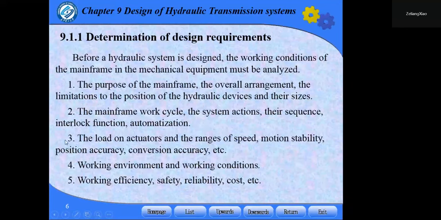Other major requirements are the load on the actuators and the ranges of speed and motion of the system. We also should be concerned with the working environment and the working conditions. And lastly, we should consider working efficiency, safety and reliability, as well as cost. These are the basic design requirements.